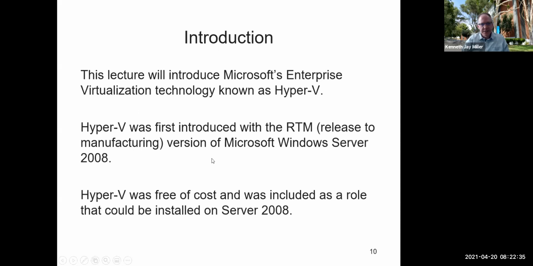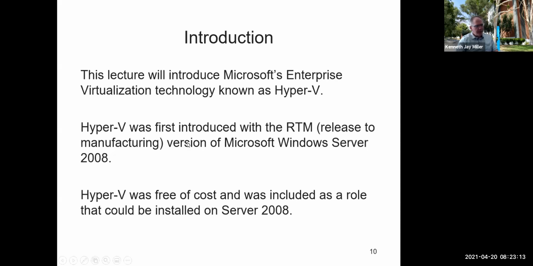All right, so let's look at Microsoft's virtual technology known as Hyper-V. Hyper-V was first introduced with the release to manufacturing version of Server 2008. Compared to VMware, which started in the mid 90s, right? 93 is when the first VMware Workstation came around. Microsoft came into this very, very late in the game, right? So it's only been around a little over 12, 13 years.